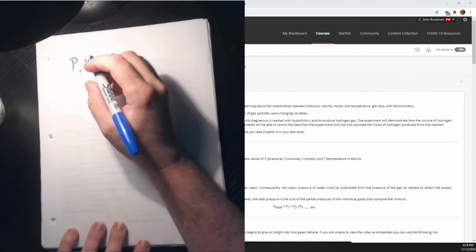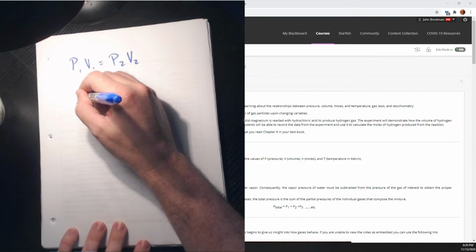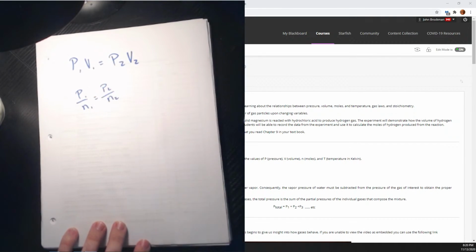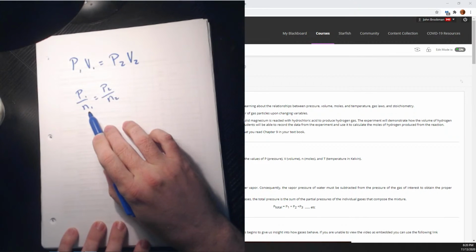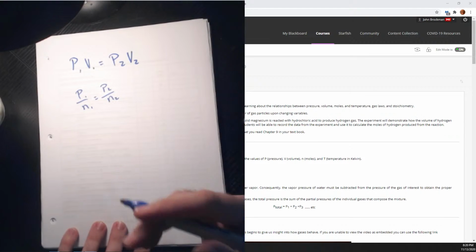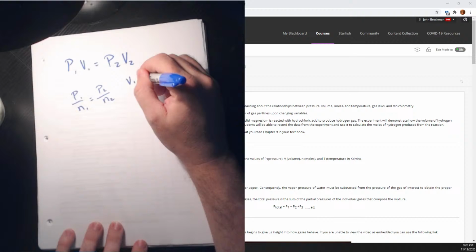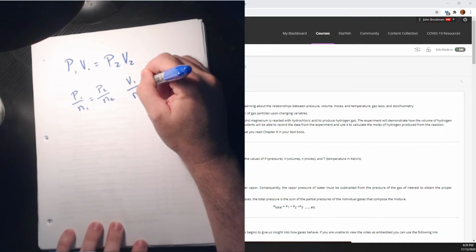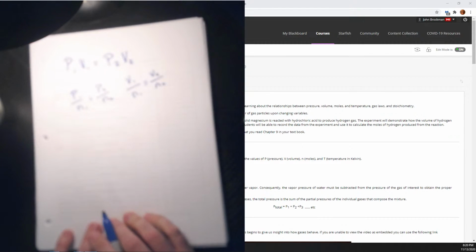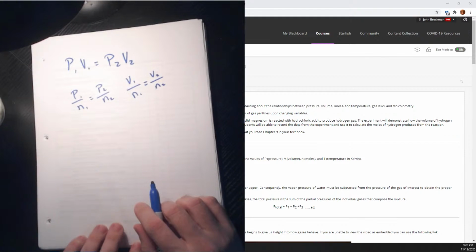Then we have, say, pressure and moles. If you increase the amount of gas inside of a container at constant volume, then the pressure will increase. You get the same sort of relationship with volume and moles. If you hold pressure constant and you pump in more gas, then the volume will increase.